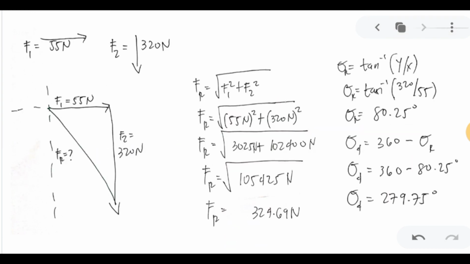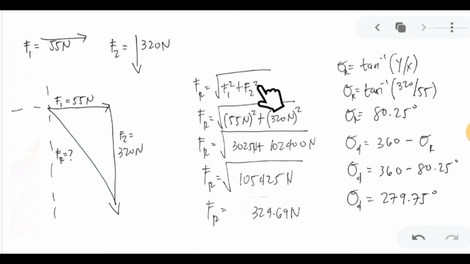Another example for quadrant 4, we have here, find the resultant force and direction of the following vectors. F1 is equal to 55 Newton going to the east. And then for F2, that is 320 Newton. If you will plot it on a Cartesian plane, F1 here, F2 here, and then find the resultant force here.